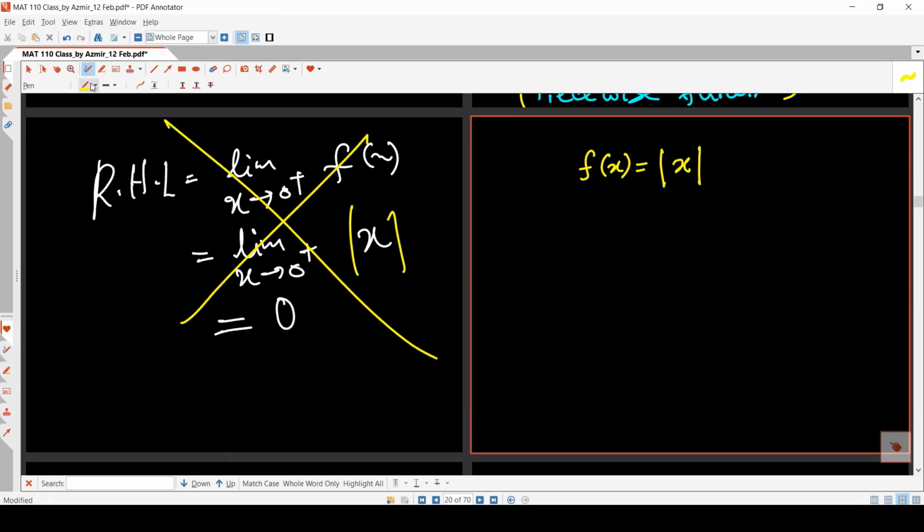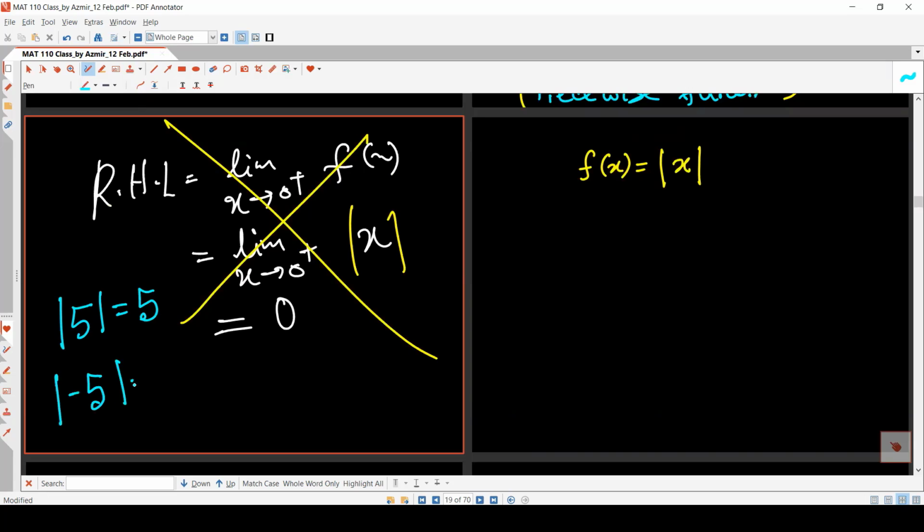So we know that modulus of 5 will give you 5. Modulus of minus 5 will give you 5. That means absolute value of 5 is 5. Absolute value of negative 5 is 5. That means the inside quantity can be either positive, can be negative. The inside quantity can also be 0. Modulus of 0 is also 0. So we have actually 3 conditions.